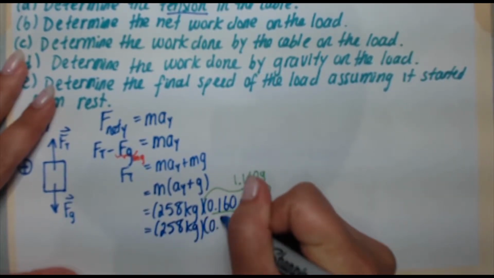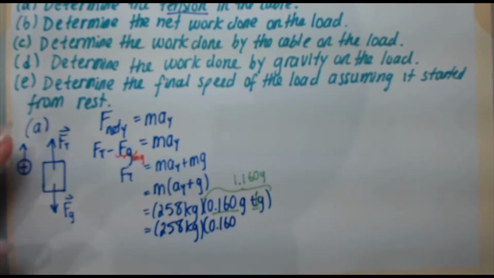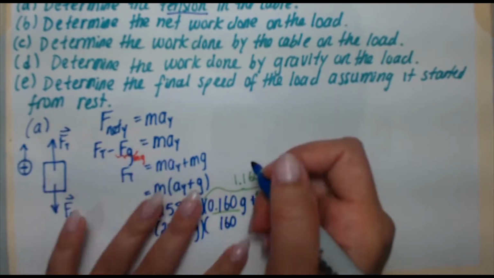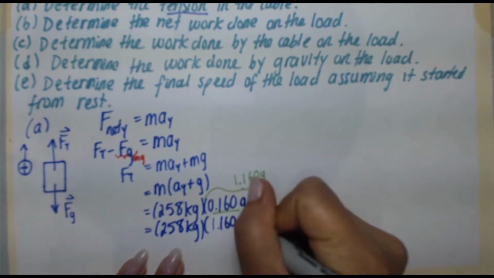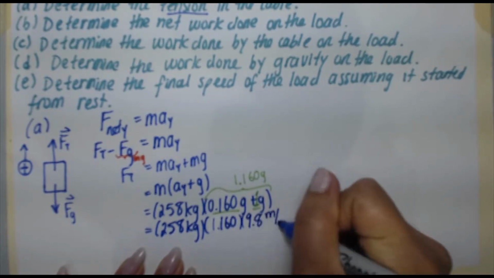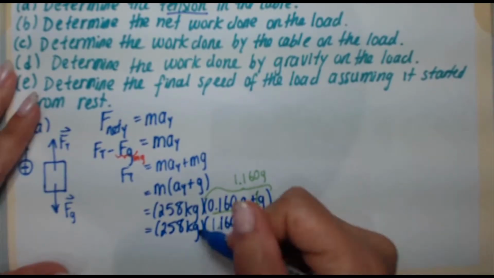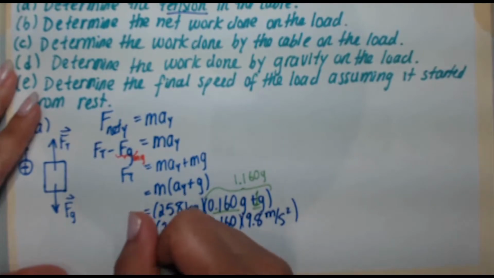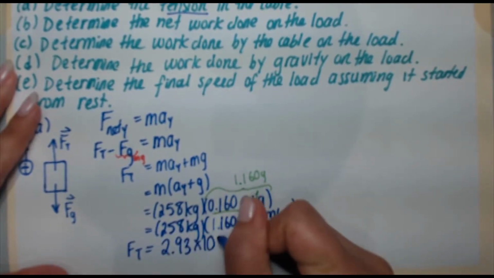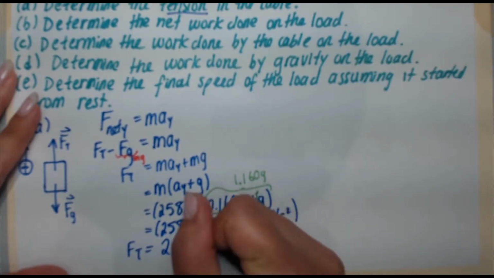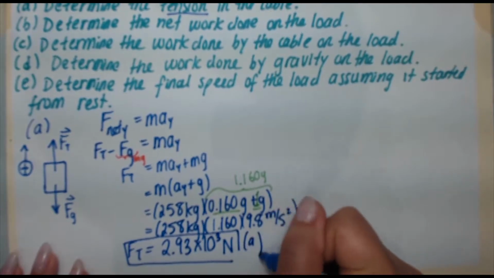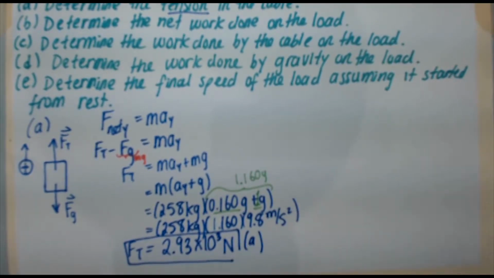On the next line I'm going to write exactly what we're calculating: 258 times 0.16. Sorry, that should be 1.160, times g, which is 9.8 meters per second squared. When you multiply all these values out, you're going to get a force of tension of 2.93 times 10 to the 3 newtons, and it is accurate to the correct number of sig figs, 3. There is the answer to part A. So we are one fifth of the way down the question.